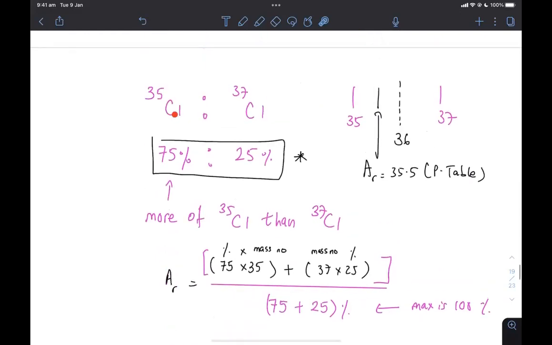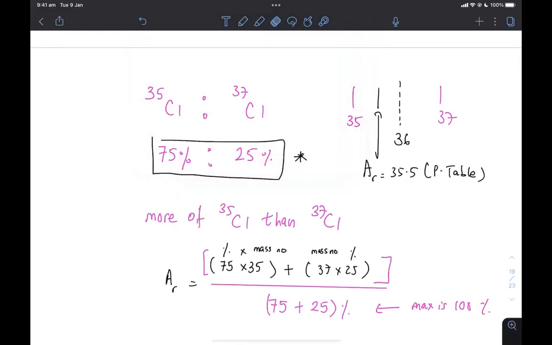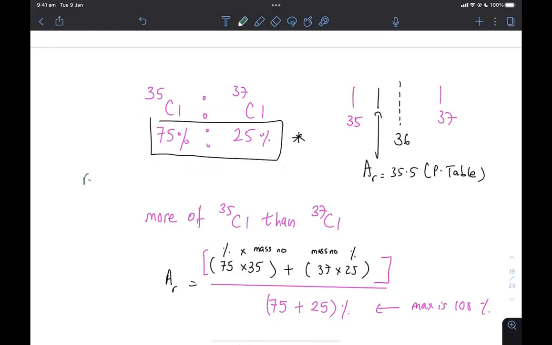Chlorine 35 is a lot more abundant. There is a lot more of chlorine 35 than chlorine 37. 75% is to 25%. This one, you can simplify it further. This is percentage abundance, but I can get the relative abundance, so basically a ratio, no longer percentage. How can I simplify this further? Any idea on the mathematics involved?